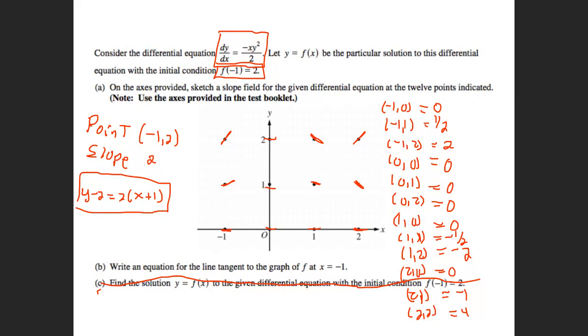That is basically it for this week. I could do some more problems like this, but it's all the same. You're just taking the points that are given and you're finding the slope. And then you're just drawing a tiny little line with that slope in there. Any questions on that? As I said, next week, a whole lot harder.